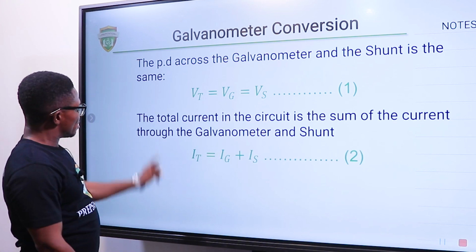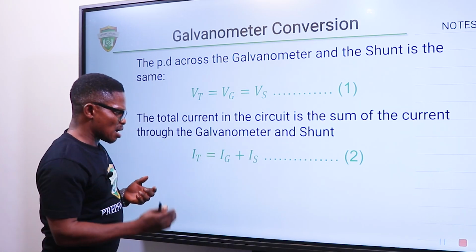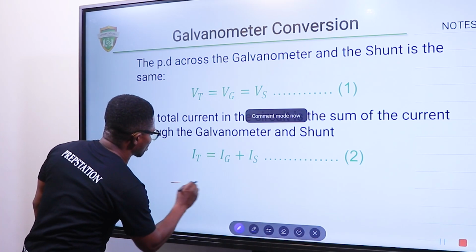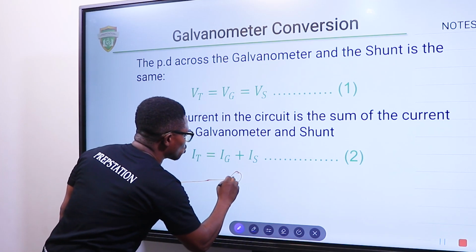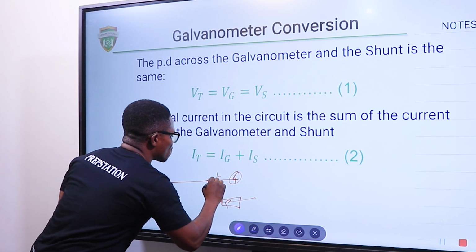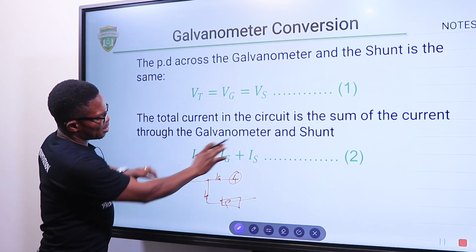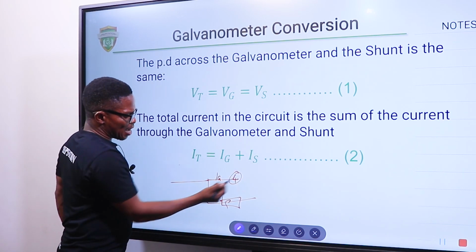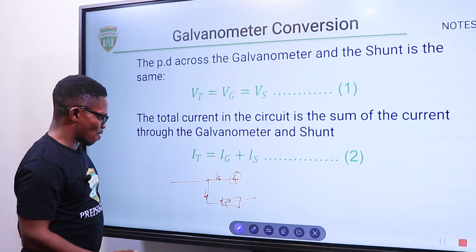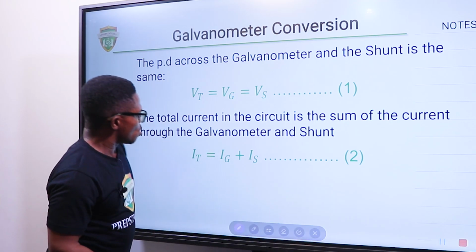All right. So the total current in the circuit is the sum of the currents. Why are we adding? Remember, there was a branch, there was a junction. Let me show you that again. There was a junction. Remember, the total current was coming this way. One went to the galvanometer, and the other one went to the shunt. Here we have IG, here we have IS. So that is what is happening. So the total current in the circuit is the algebraic sum of IG plus IS. With this, you can form an equation for calculating how to convert a galvanometer to an ammeter.